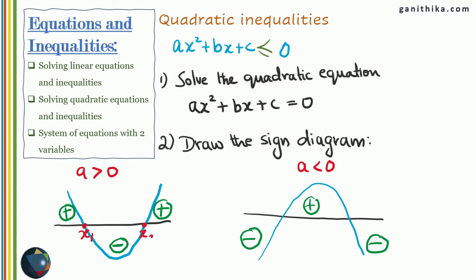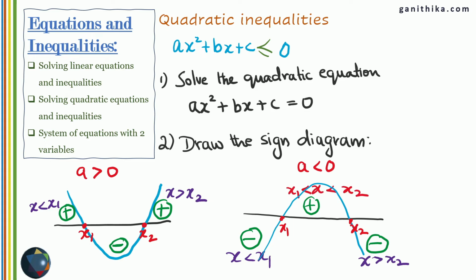Now you have to consider these two values as the solutions, x1 and x2, for both the cases. And if the value for y is positive, you need to give these two as your answers. If the value for y is negative, these will be the answers for a less than 0 questions. And for x between x1 and x2, the y value is positive in this case, whereas the y value is negative in this case.